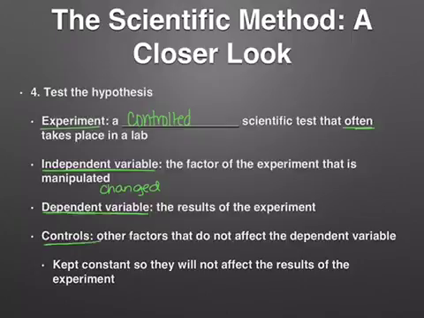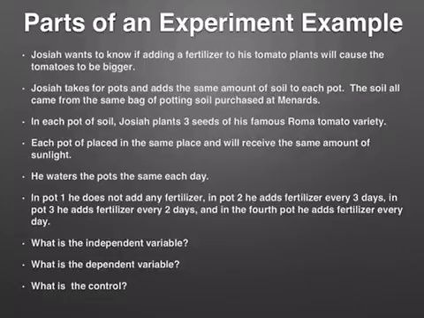And lastly, we have the controls. The controls are other factors that do not affect the dependent variable. These are kept constant, so they will not affect the results of the experiment. So if we look at this example here, this maybe will help give you some clarity.